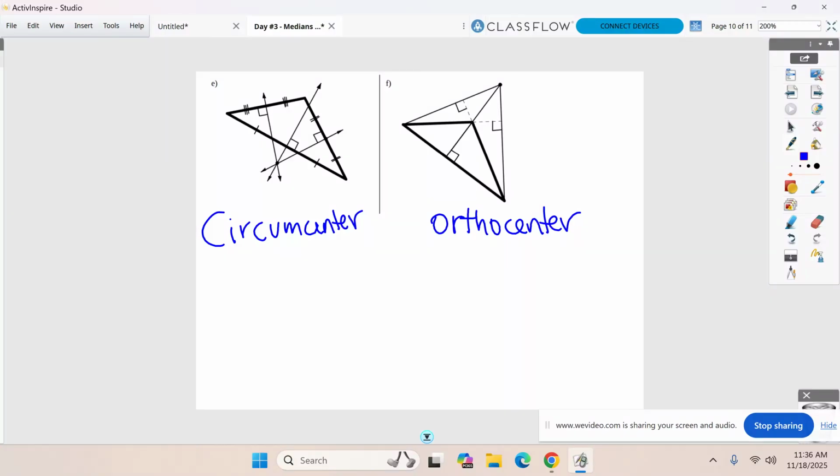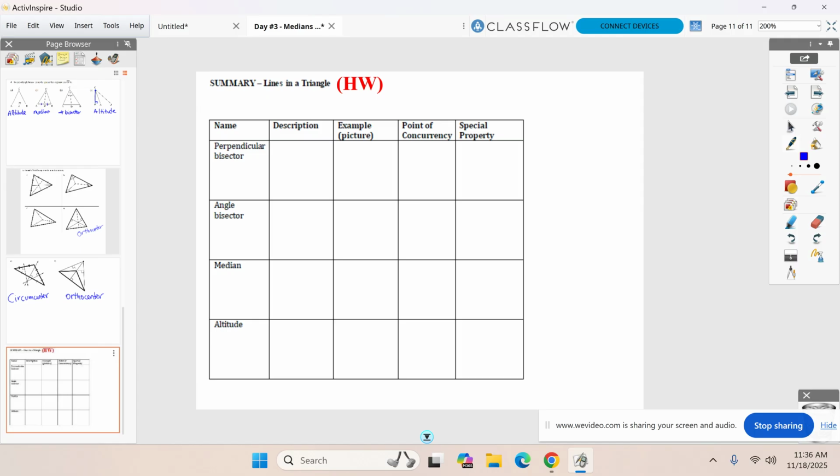Okay. A lot of info, I know. All right, as you guys start the homework, first thing you're going to do on the homework is fill in the chart tonight. This is like a little quick cheat sheet of all the lines, points, and facts. So I'll do the first one with you. Perpendicular bisector. In your own words, you're going to describe what a perpendicular bisector is. So let's go in our own words right now.